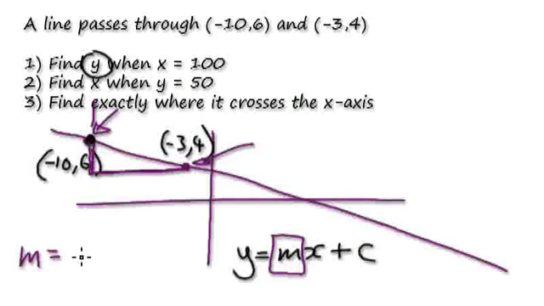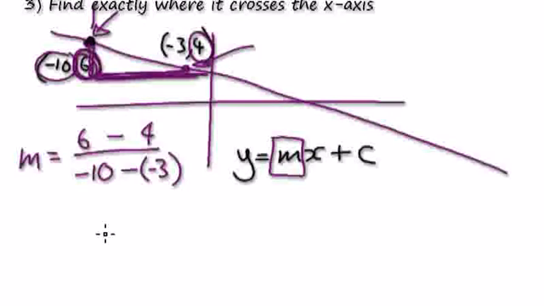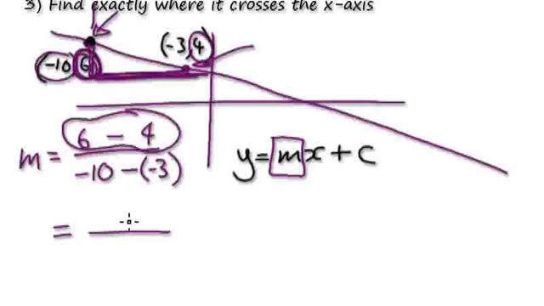I first am interested in the height. So the height will be 6 take away 4. And then the width, I'm going to get minus 10 take away negative 3. So the top part here will be 2, and minus 10 plus 3 would be negative 7.